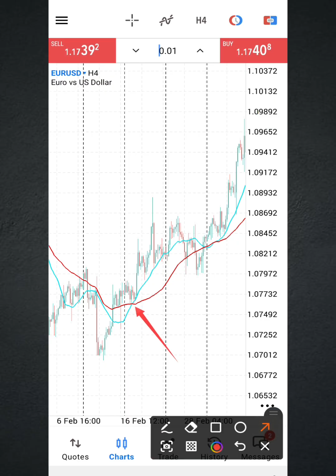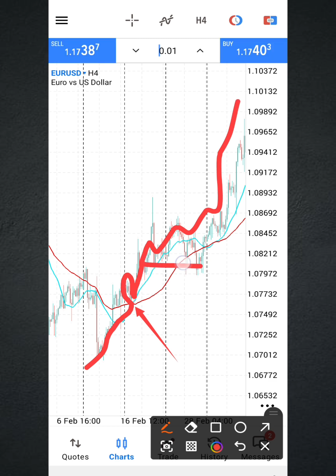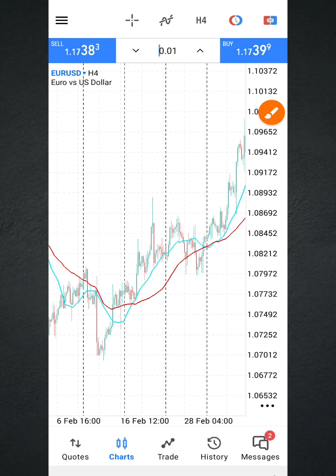There's a crossover here. You can see that price started changing direction immediately after the crossover happened. Price moved from here because what happened? Price started moving up and up and up. So if you entered at this position here, you would have made all these profits. So moving average is actually very, very effective in Forex trading.